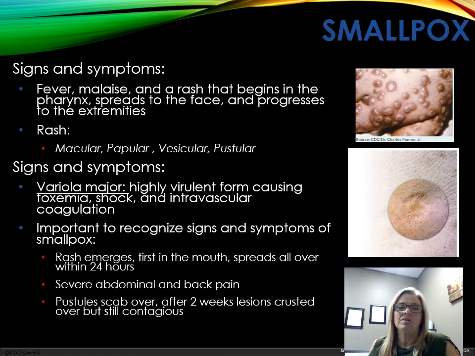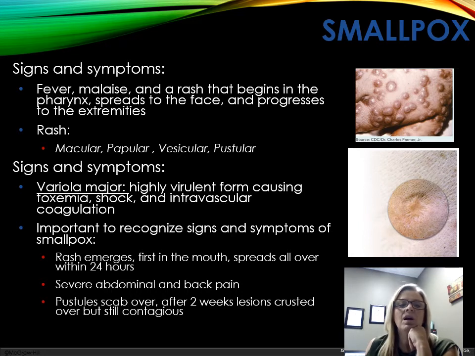Okay. The signs and symptoms are going to be fever, malaise. Malaise is just a general feeling of unwellness, and a rash that begins in the pharynx and spreads to the face and progresses to the extremities. And you can see this is a very comprehensive rash, which is everywhere. It is macular and papular. Also, you'll see vesicular and pustular type lesions with this. They will crust over and leave sites pitted with scar tissue.